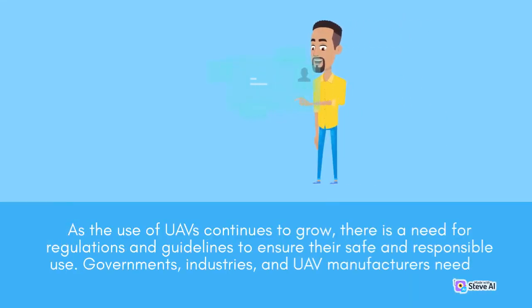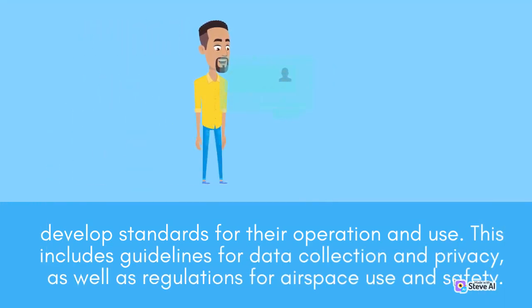As the use of UAVs continues to grow, there is a need for regulations and guidelines to ensure their safe and responsible use. Governments, industries, and UAV manufacturers need to work together to develop standards for their operation and use. This includes guidelines for data collection and privacy, as well as regulations for airspace use and safety.